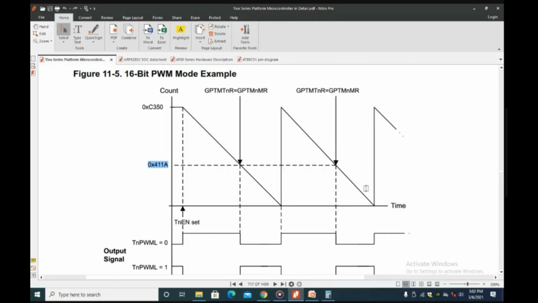On the way from C350 to 0, it reaches the value 411A. Whenever the value 411A comes, it matches the compare register value. Whenever it matches the compare register value, it produces a transition in the pin. Then again it remains in the 0 state until the timer count value becomes 0, and then the timer resets. So this PWM pin also gets reset. So we are getting a PWM signal. This is the period. Within this period, you are getting approximately a 66% PWM duty cycle.